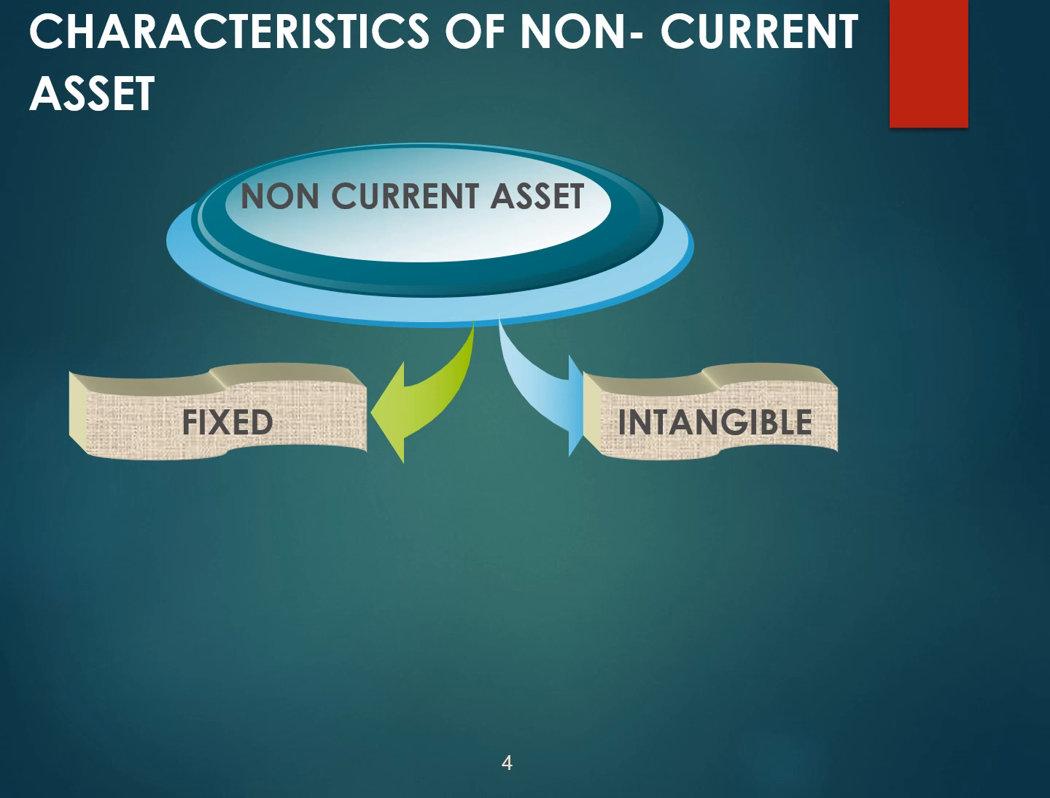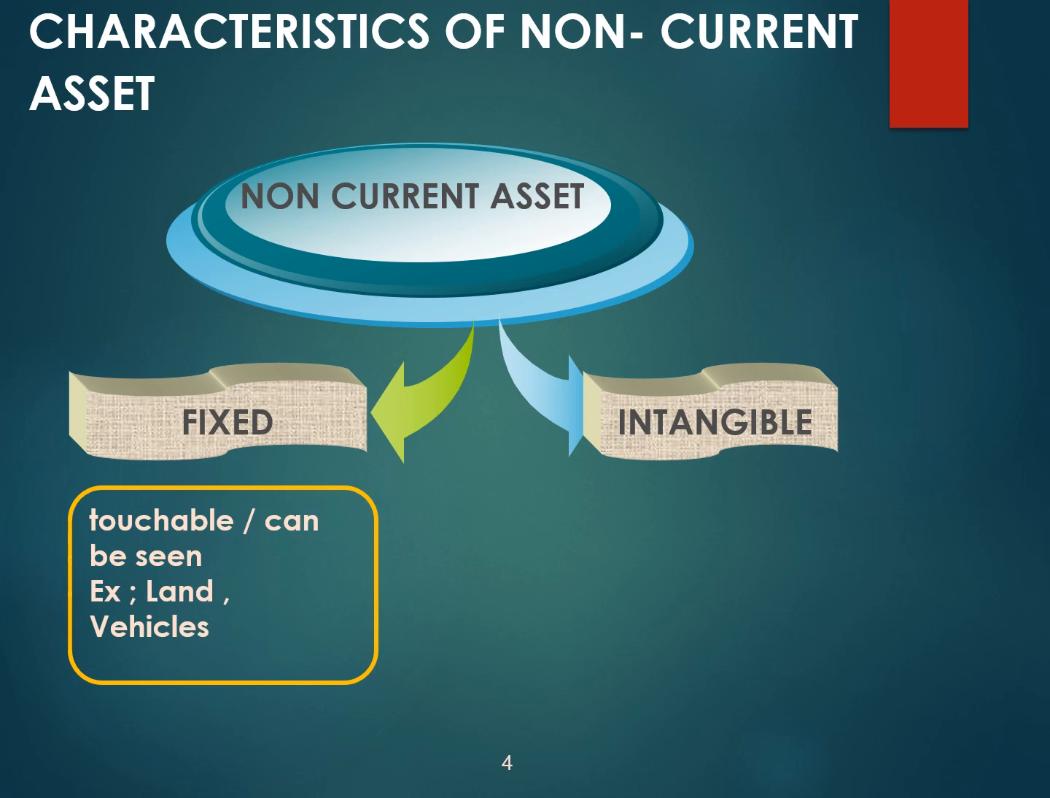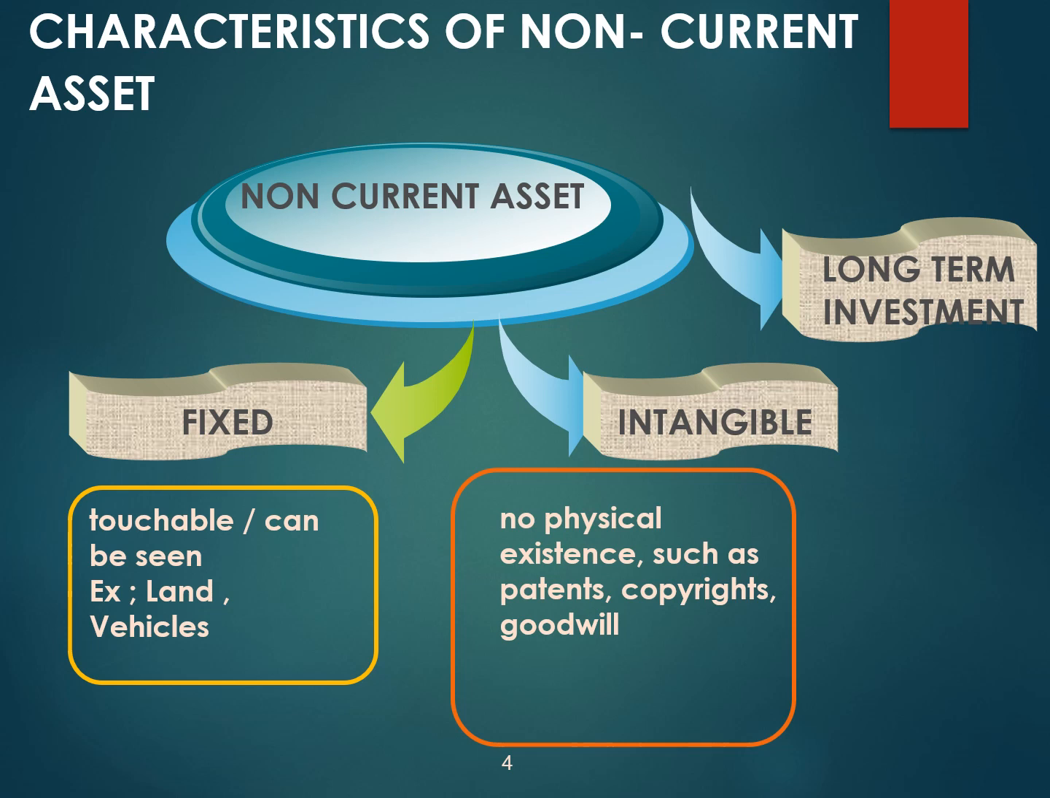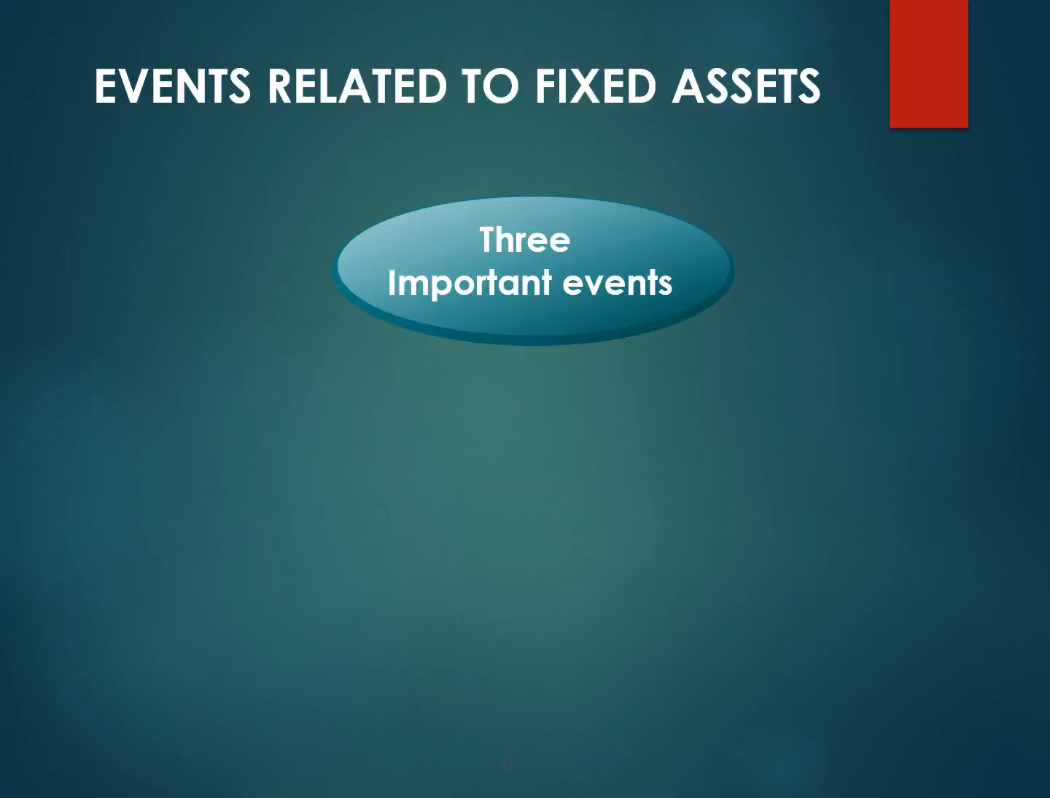So we go through first the fixed non-current asset. It can be touchable, means we can touch it, we can see it, for example land and vehicles, whereas the intangible non-current asset has no physical existence, such as patent, copyrights, and goodwill. And the third one is long-term investment.